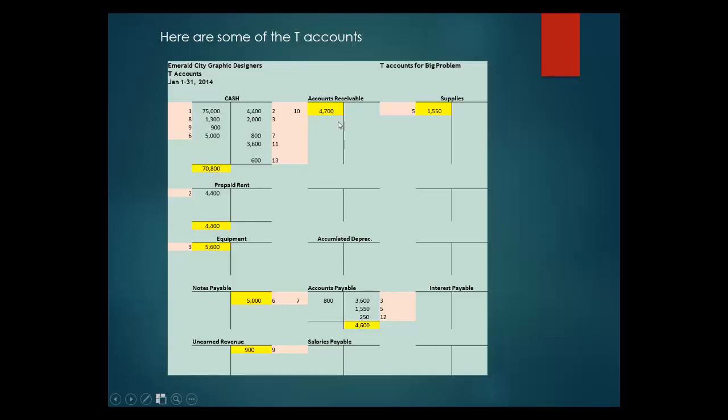Now if you have a T account with just one transaction in it, you don't need to draw a line and put that number down here as a new total. You can just list that as your total right there. But see how accounts payable is bigger on the credit side. The debit side is smaller, so you put the ending balance on the credit side.